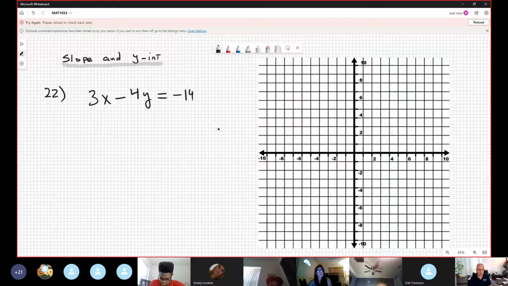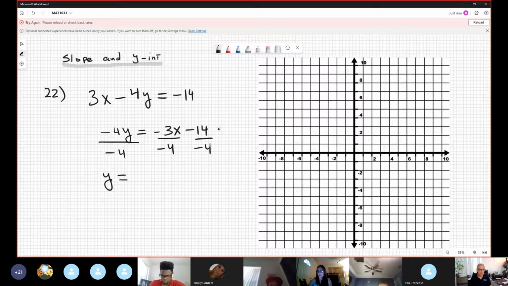Now step number 1, solve for y. Minus 4y is equal to minus 3x minus 40. Too many negatives, but don't worry, because you divide by negative 4 here, and negative divided by negative is positive. So y alone is equal to positive 3 over 4 x plus 7 over 2, which is 3.5.